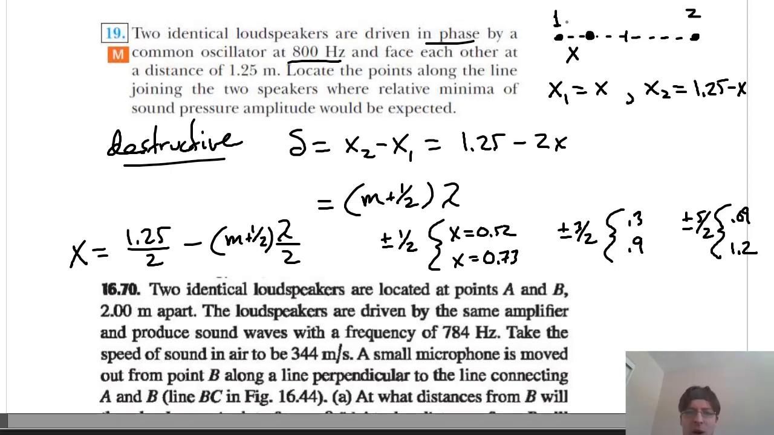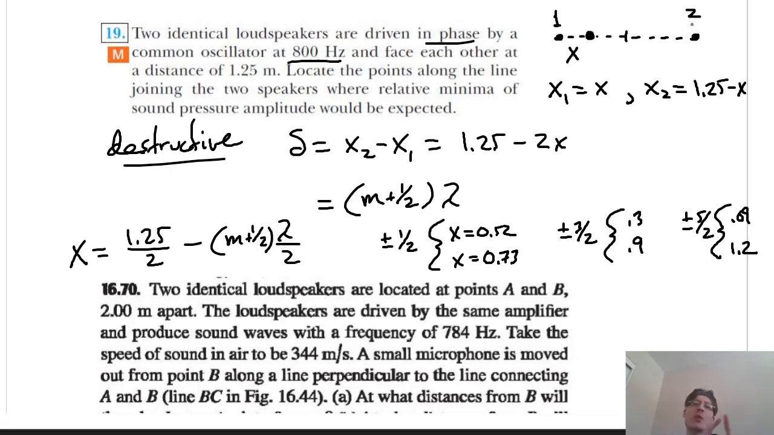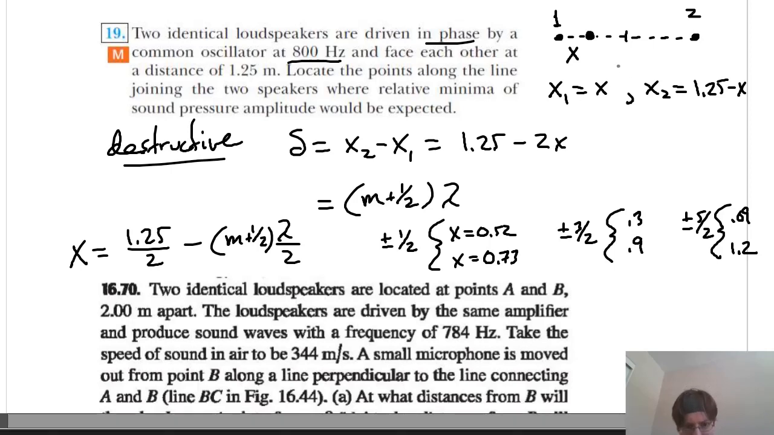The ends here at 1 and 2 are not required to be nodes or antinodes or whatever. There are no special boundary conditions that enforce the shape of a standing wave that's produced. So it's not a standing wave situation. It is a constructive, destructive interference from just two sources, and that's how we solve the problem.